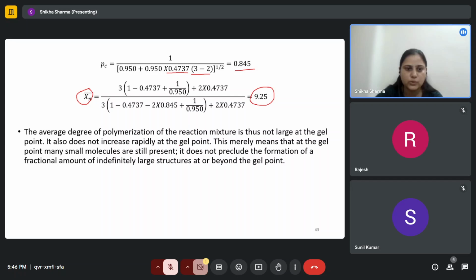So the average degree of polymerization of the reaction mixture is thus not large at the gel point. So it does not increase rapidly at the gel point. This merely means that at the gel point, many small molecules are still present, and it does not preclude the formation of a fractional amount of the indefinitely large structure at or beyond the gel point. So we can say that the number average degree of polymerization is very less. So it will not form a complete gel and there will be some part of the sol there.